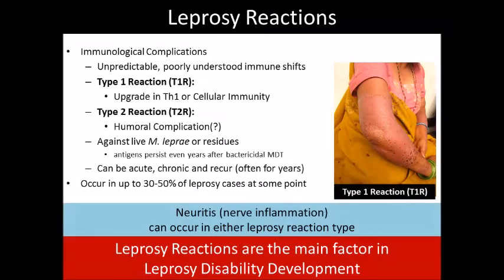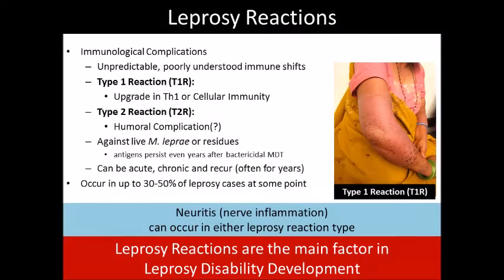Leprosy reactions are immunological complications that occur in up to 30 to 50% of leprosy cases at some point in time. They occur in response to either the live M. leprae that's there or the residual antigen that is left, maybe even years after treatment. There are two main types of leprosy reactions. One is an upgrade in Th1 or cellular immunity, and the second type is thought to be more a humoral complication, but both actually are very poorly understood. They're unpredictable. They're associated with sudden shifts in immune response. It's not understood why people go into sudden shifts. It's just known that it happens.